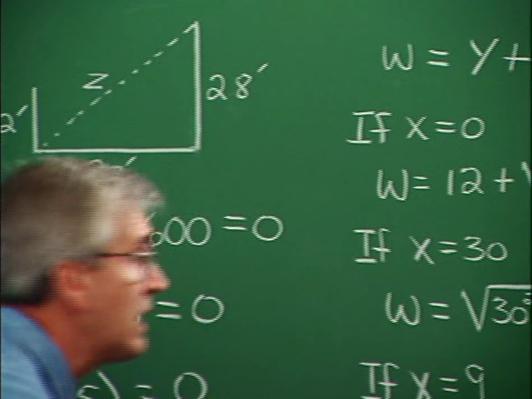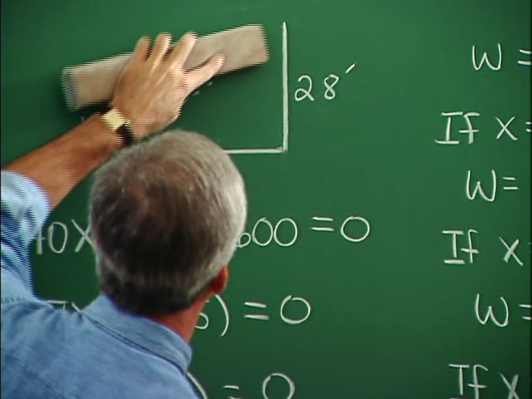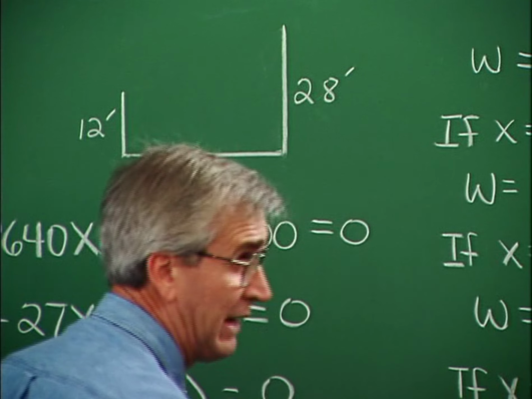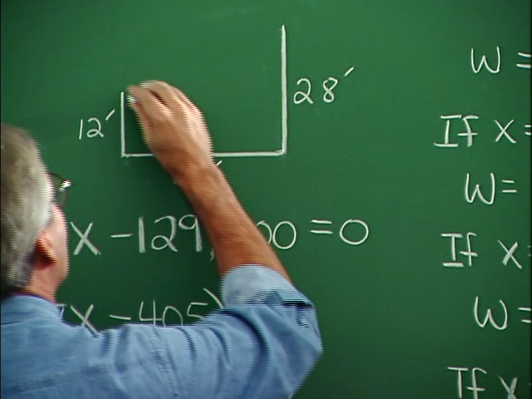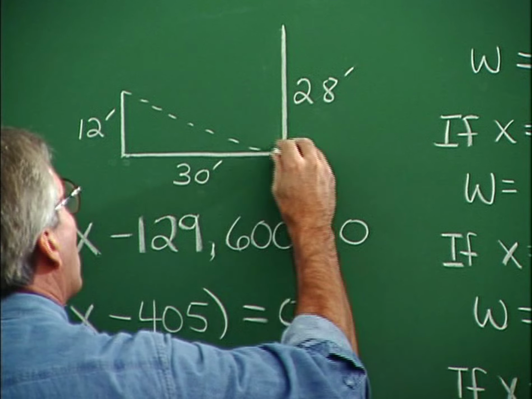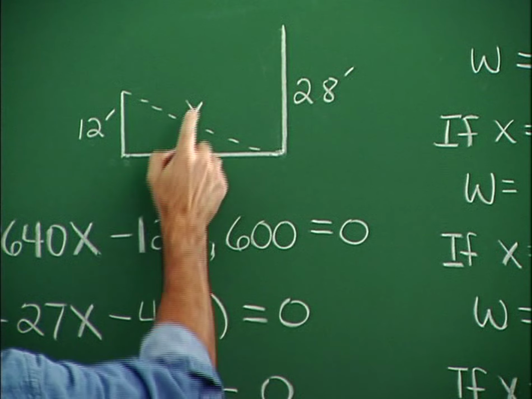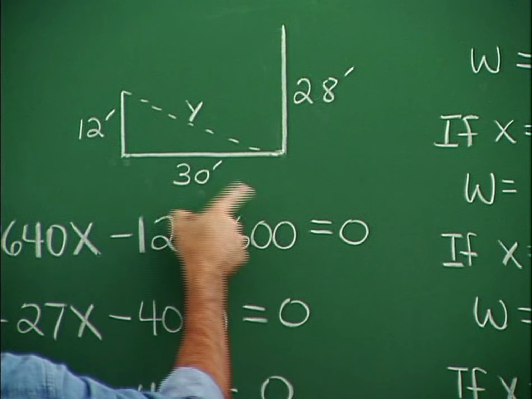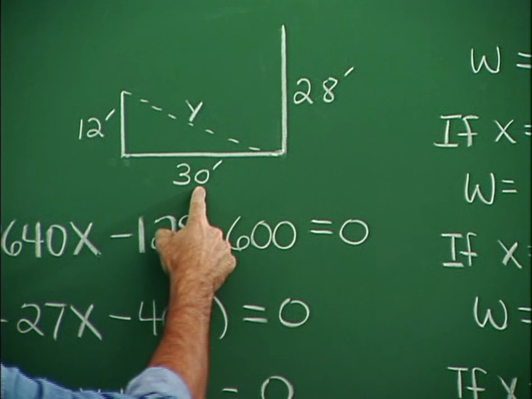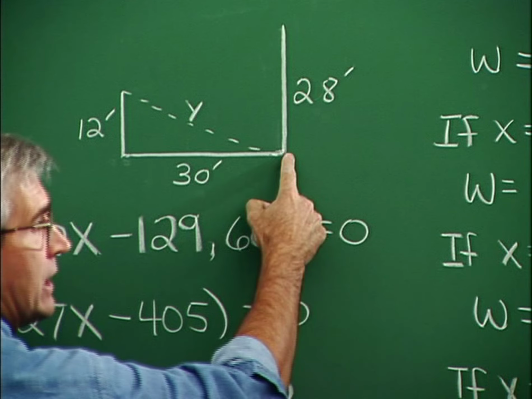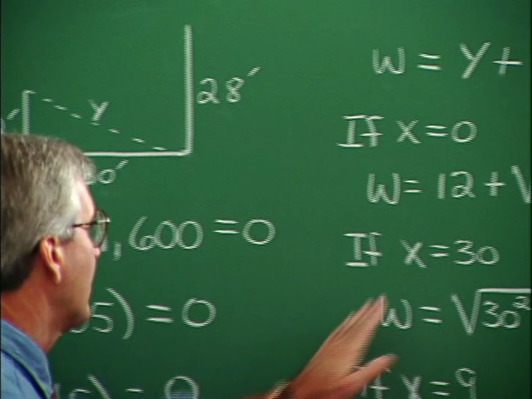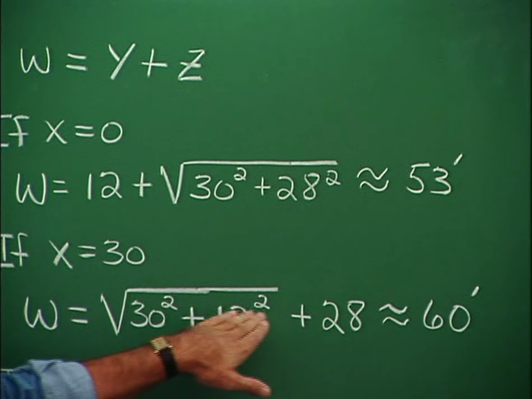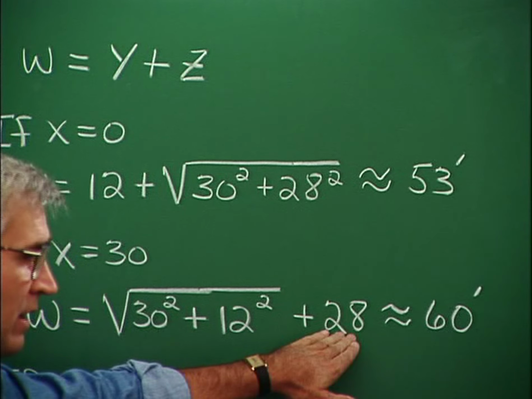All right, now what happens if x is 30? Well, if x is 30, then our stake is at the bottom of the other pole, and we have a symmetric situation. The stake is over here, so here's our y, and y squared is 12 squared plus 30 squared. Y then is the square root of 12 squared plus 30 squared, and the z value is just the length of this pole. So if x is 30, then w is the square root of 30 squared plus 12 squared plus the length of the other pole, 28.